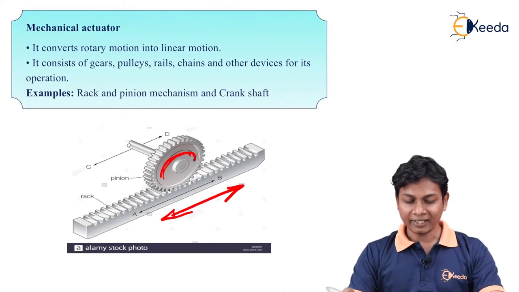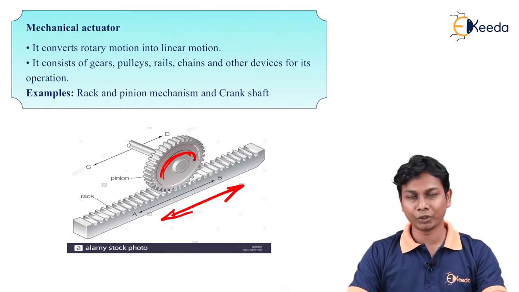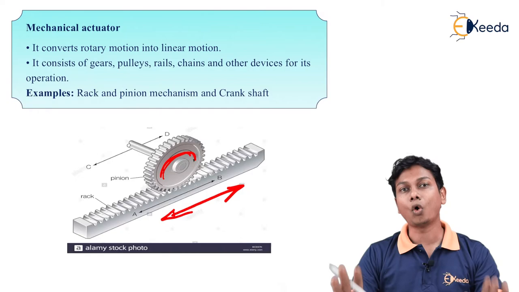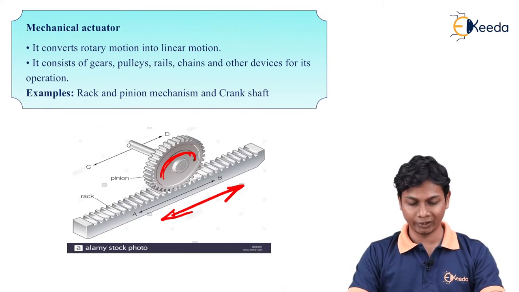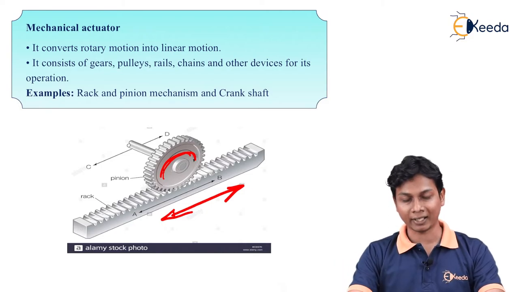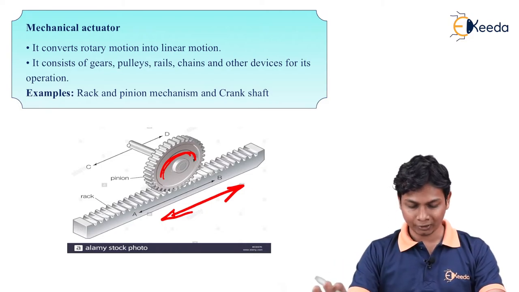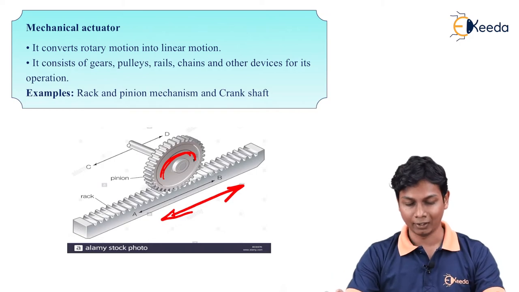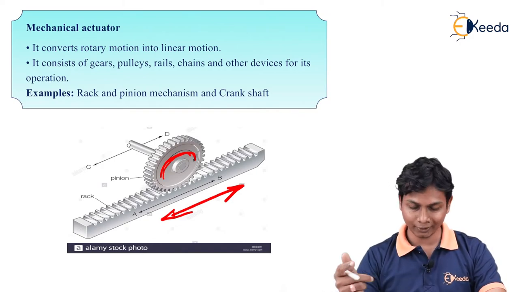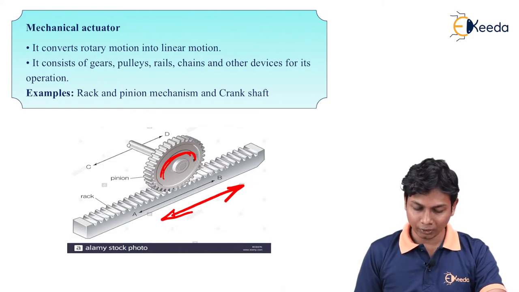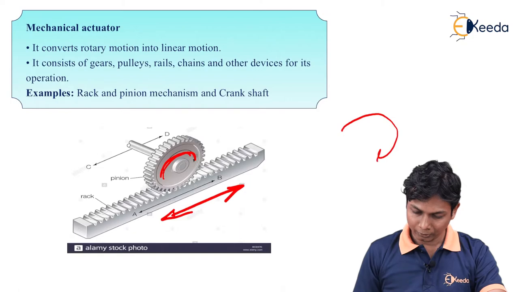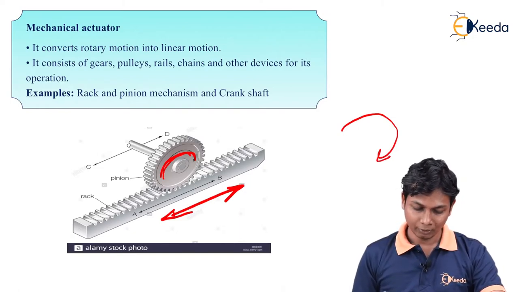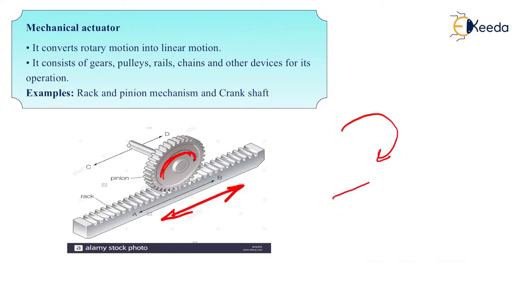So a mechanical actuator converts rotary motion into linear motion. The most common example of this mechanical actuator is the rack and pinion mechanism. As you see in the picture, the pinion moves in a circular way, which is also called rotary motion. So when it moves clockwise, the motion of the rack is in the forward direction, or you can consider it as a backward direction.